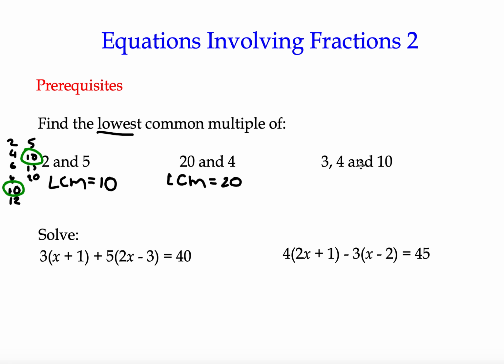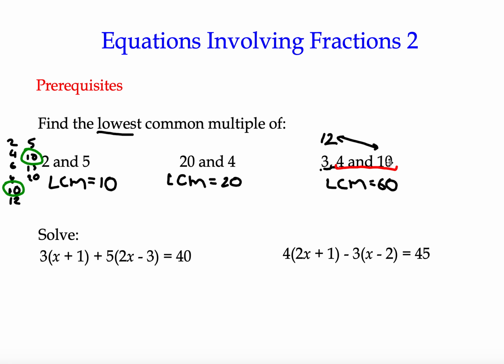When you've got three numbers like 3, 4, and 10, there are different strategies that you can use. One of them is to find the lowest common multiple of the two smaller ones. So in this case, 3 and 4, lowest common multiple would be 12. And then you're just thinking, what's the lowest common multiple of 12 and 10? 12, 24, 36, 48, 60. Well, 60 is the first number that ends in a 0, so the lowest common multiple in this case would be 60.